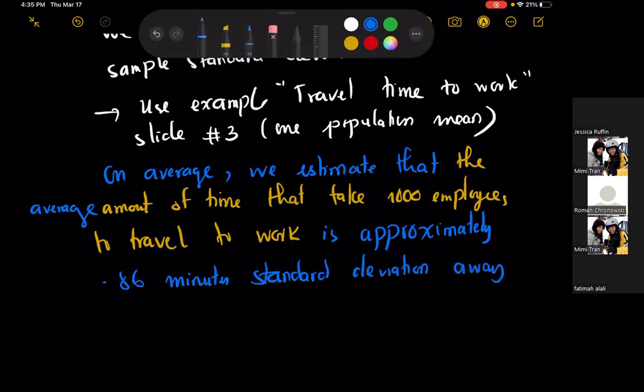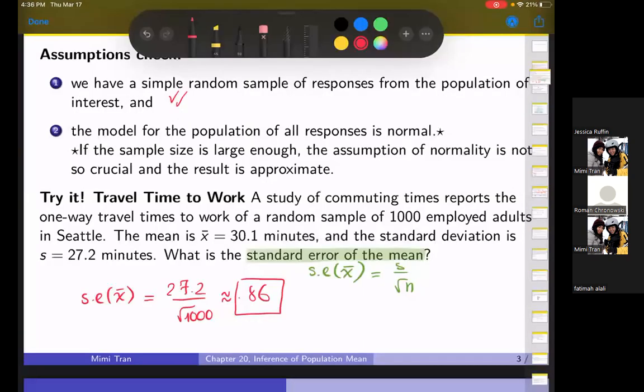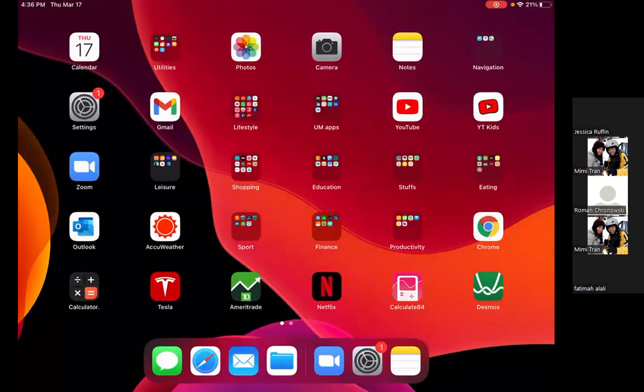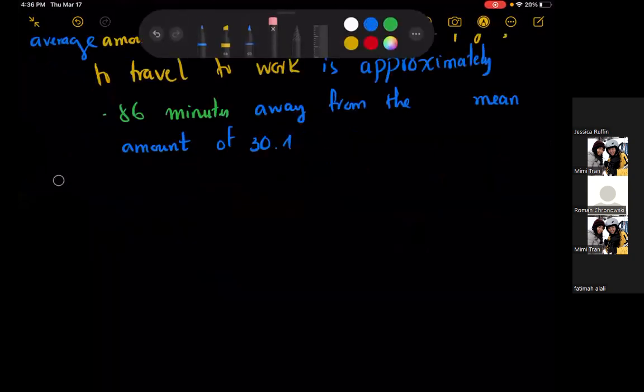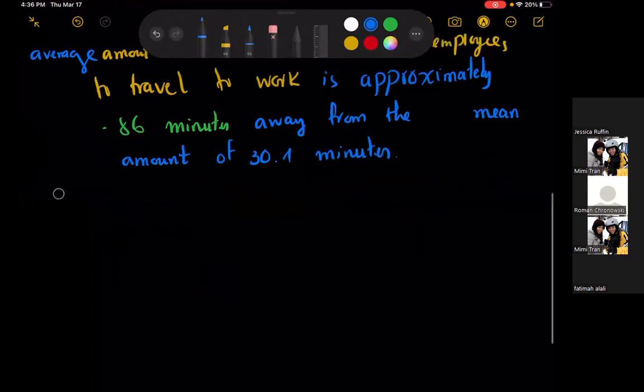Deviation away. I feel like I did something wrong. Minutes away. Away from the mean, from the true mean. Not true mean, from the mean amount of how many is that? 30.1 minute. Okay, there will be more.